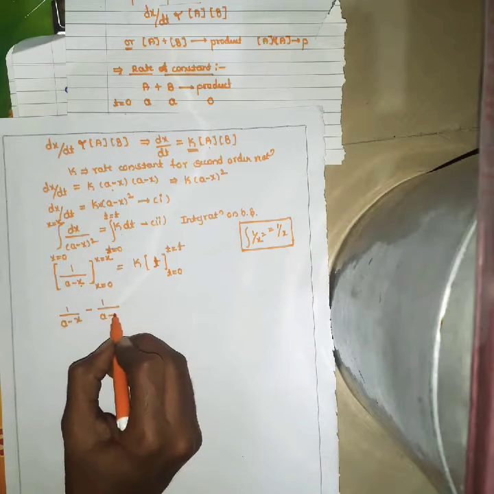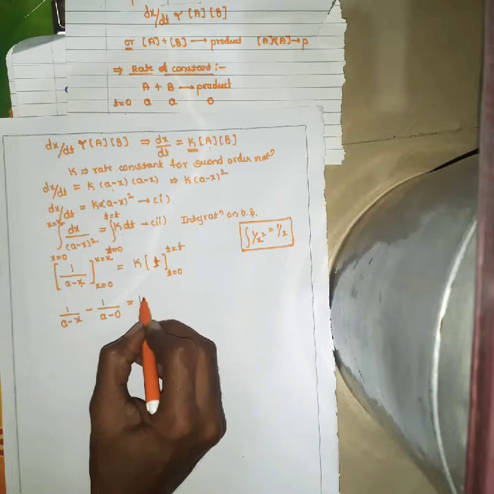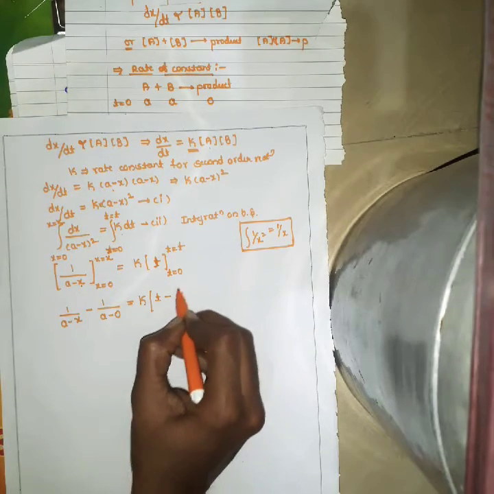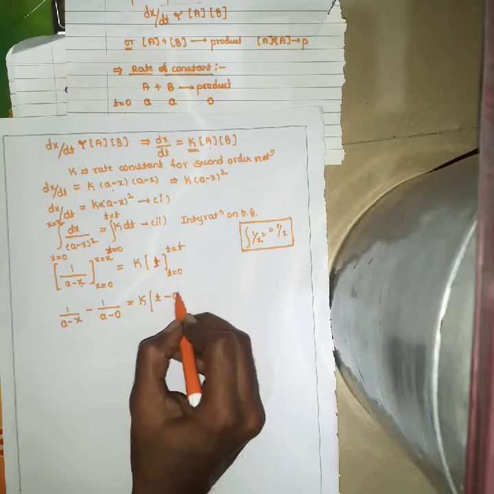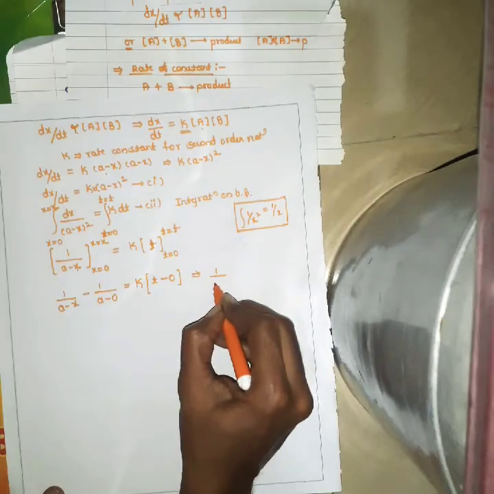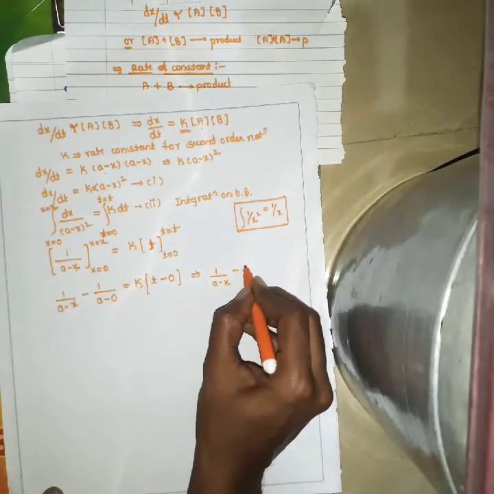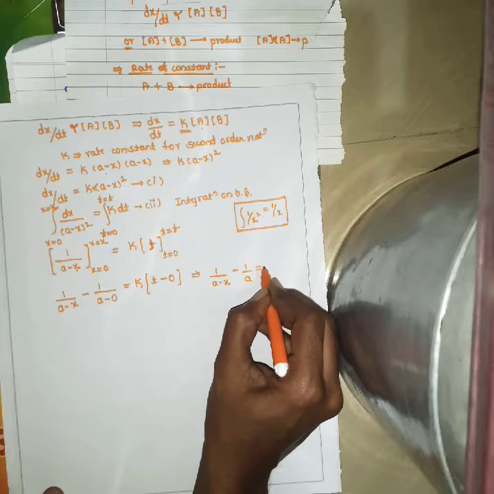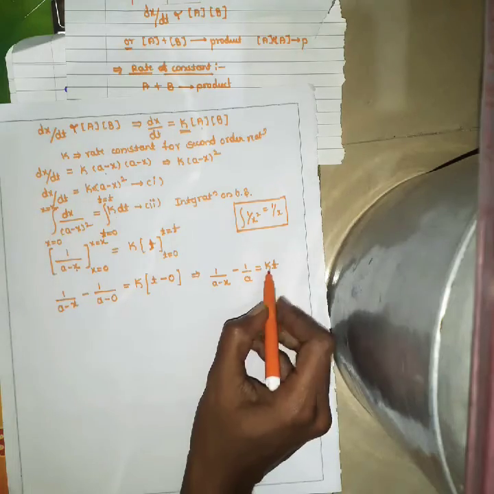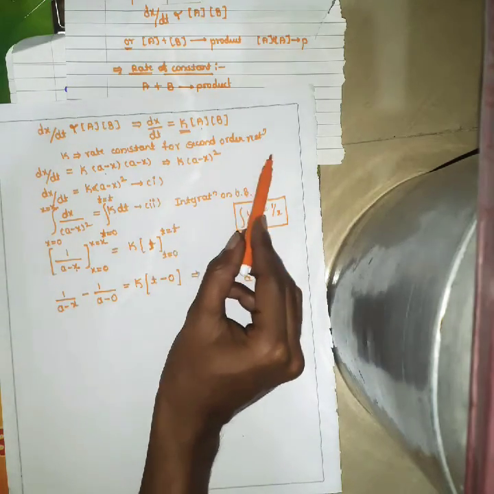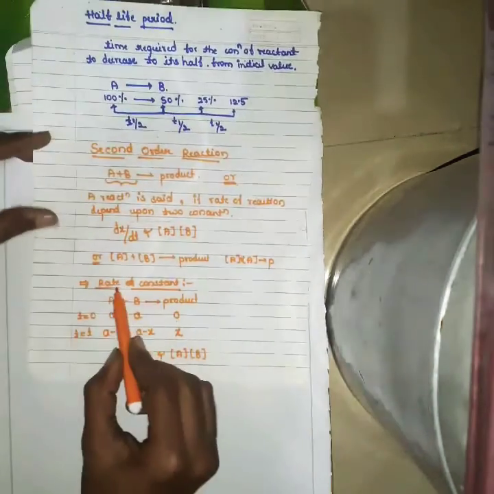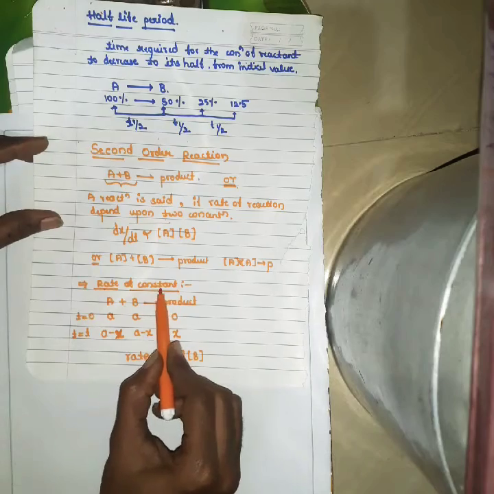Substituting x equal to 0, this is equal to k into, upper limit t minus lower limit 0. After simplification it becomes 1 divided by (a minus x) minus 1 divided by a, which is equal to k into t, where k is the rate constant for a second order reaction. Our aim is the calculation of the rate constant of a second order reaction.